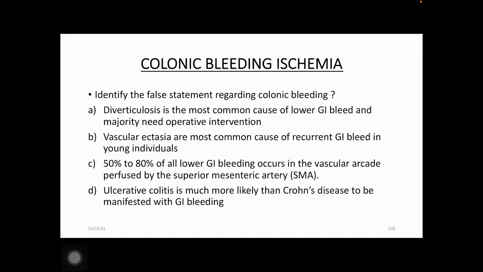50 to 80% of all lower GI bleeds occur in the vascular territory perfused by the superior mesenteric artery. True or false? True. Wonderful answer. Ulcerative colitis is much more likely than Crohn's disease to manifest with GI bleeding. True or false? True. Okay. Ulcerative colitis has more chance of bleeding. So these are the two things which are false, A and B.